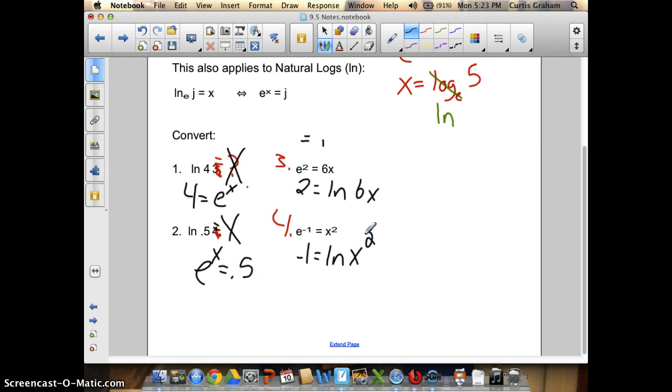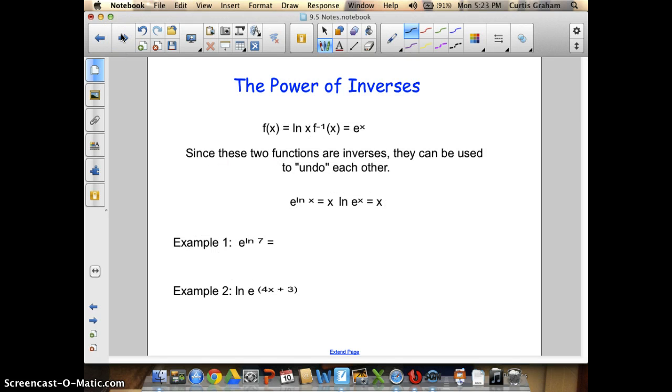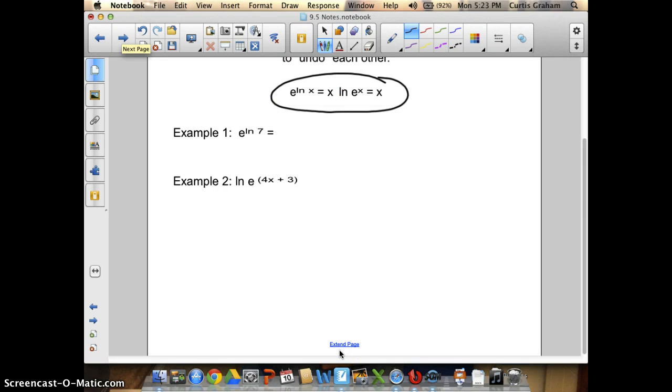Alright, so moving on. The power of inverses. So logs and exponentials, they're inverses, they undo each other. e and natural log undo each other. So in these couple examples, I'm going to use this property right here. e to the natural log of x is just equal to x. So the answer to e to the natural log of 7 will be 7.